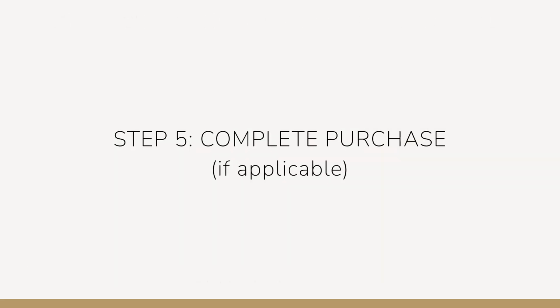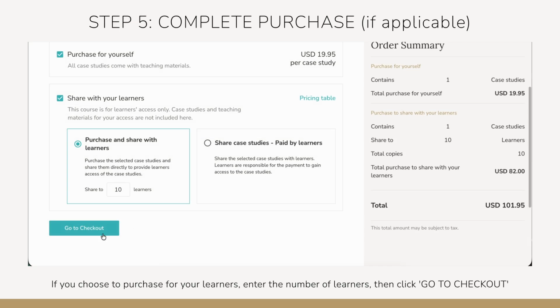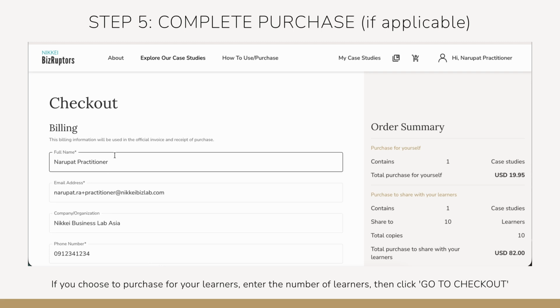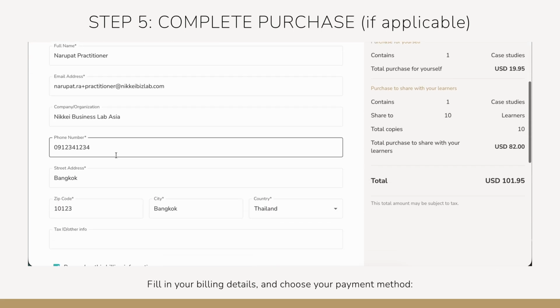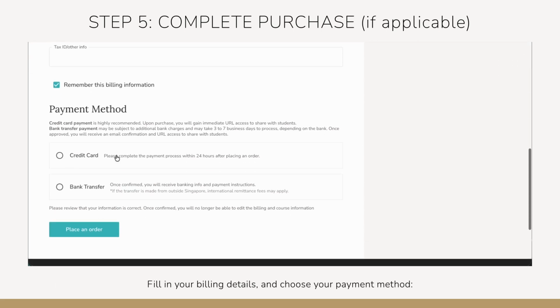Step 5. Complete the purchase if applicable. If you choose to purchase for your learners, enter the number of learners, click Go to Checkout, choose your payment method, and fill in your billing information. Paying with a credit card grants instant access. For bank transfer, access will be activated once the payment is confirmed, which may take a bit longer.